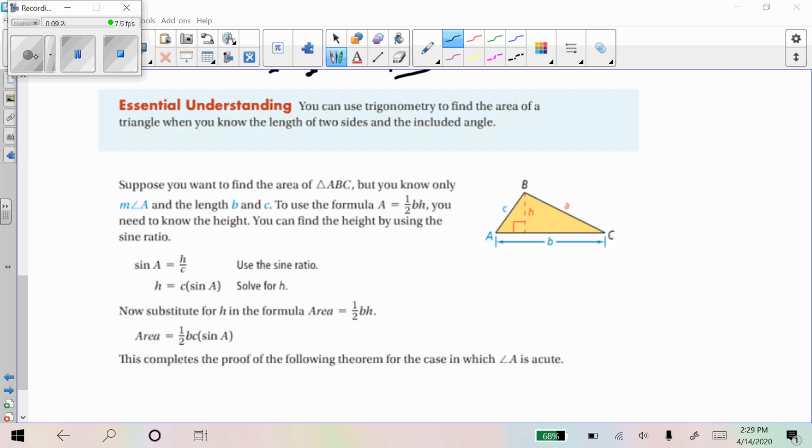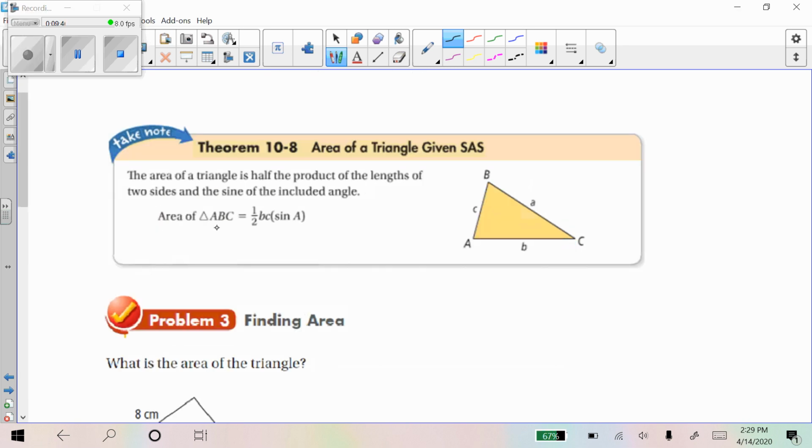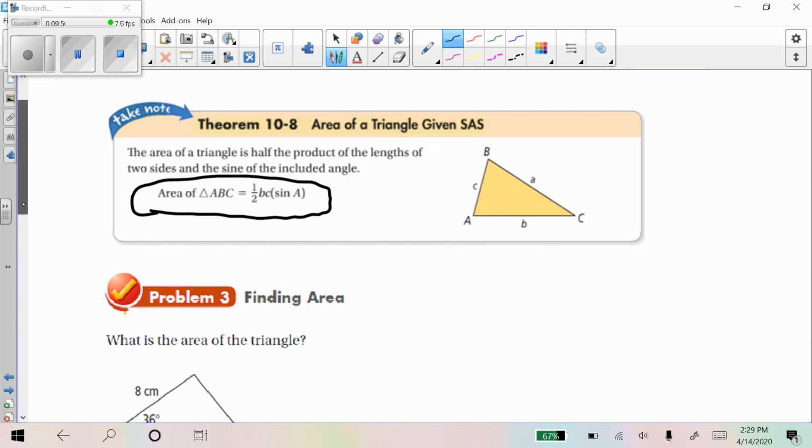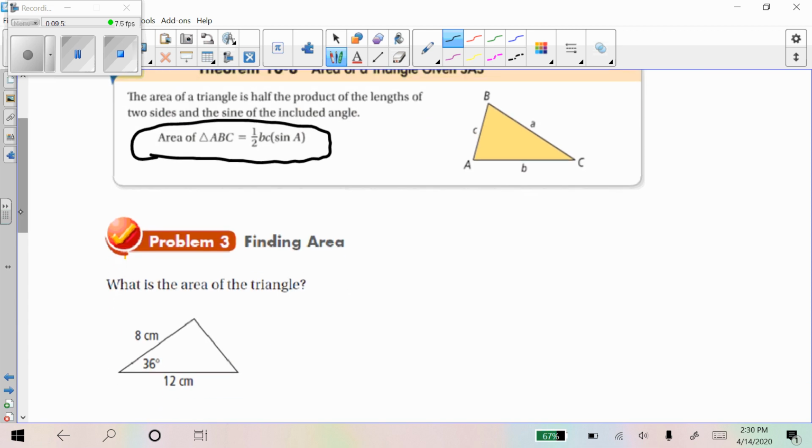All right. Go ahead and read this essential understanding part. We're going to use this formula. It works pretty slick, but this is for areas of triangles when they're not right triangles. So it's using trigonometry to help do that. Here's the formula we're going to use. The area of the triangle is 1/2 bc times the sine of A.